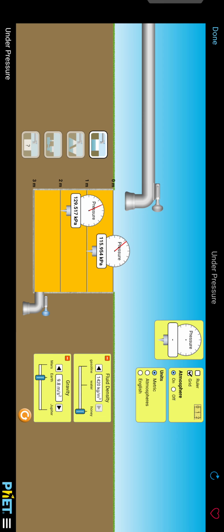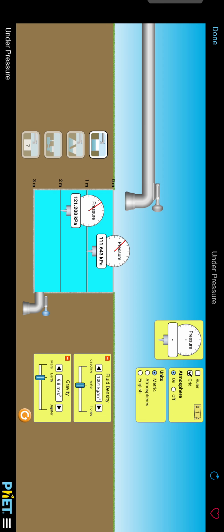Let's set it back to water. We can conclude that density also plays an important role in determining fluid pressure. We can say that as the fluid density increases, the fluid pressure also increases.